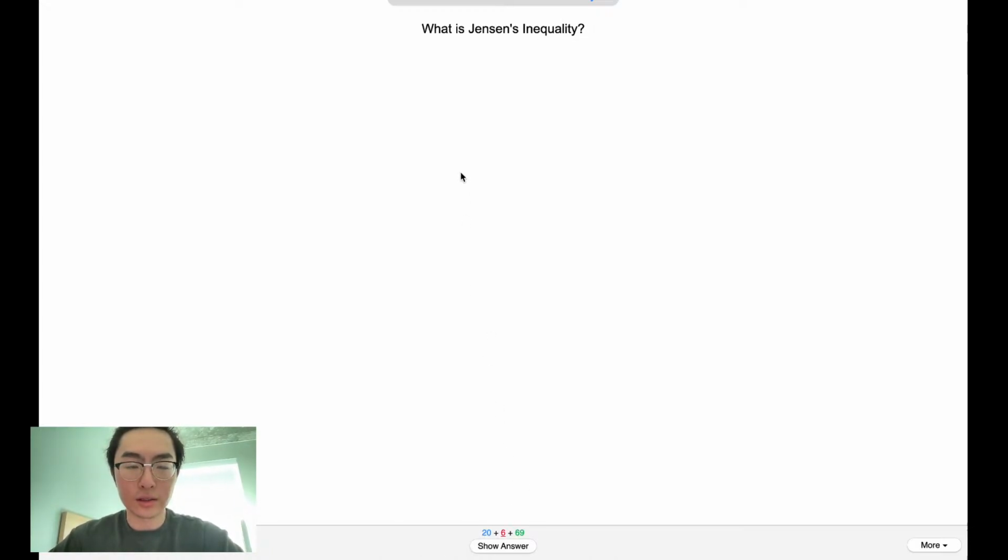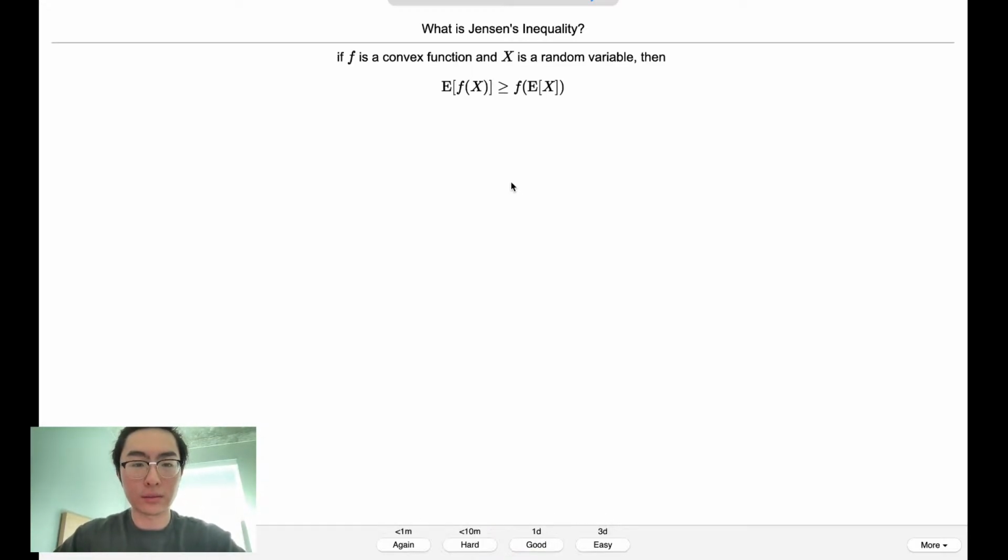Jensen's inequality is a way to express the relationship between the expected value of a convex function and the value of a convex function whose input is the expected value of x. And the relationship is that the expected value of the convex function is greater than or equal to the convex function of the expected value of x.